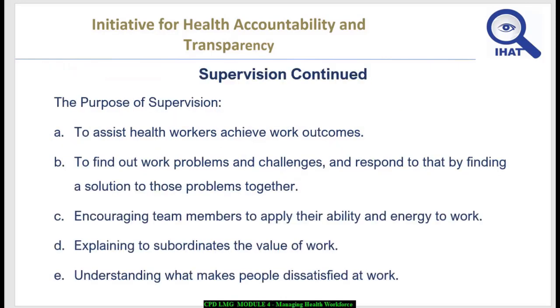The purpose of supervision primarily is to assist health workers achieve work outcomes and to find out work problems and challenges and respond to that by finding a solution to those problems together, and encouraging team members to apply their ability and energy to work, explaining to subordinates the value of work. We have mentioned before that the value of work is one of the boosters of staff morale or motivation, and understanding what makes people dissatisfied at work.